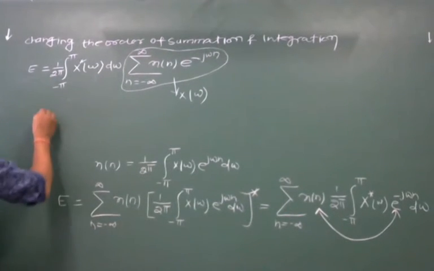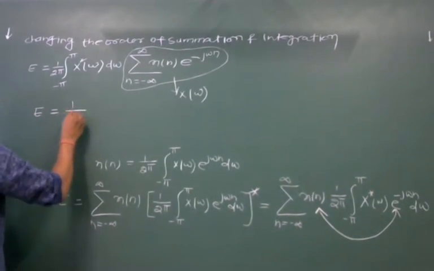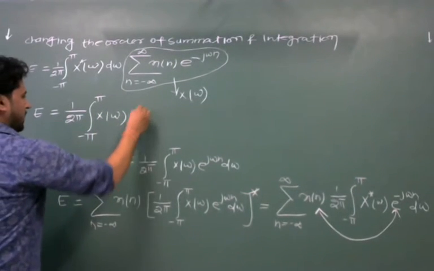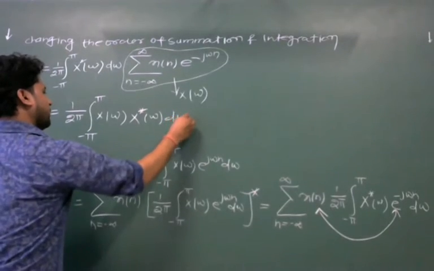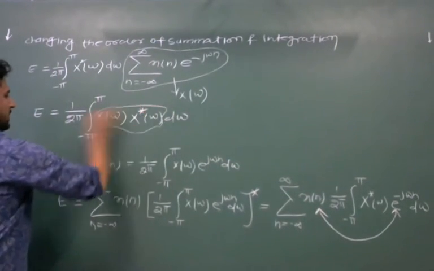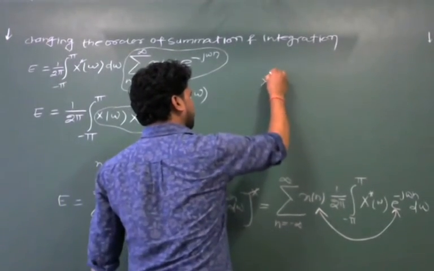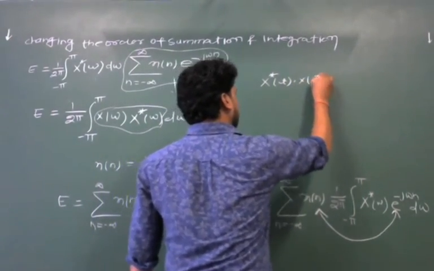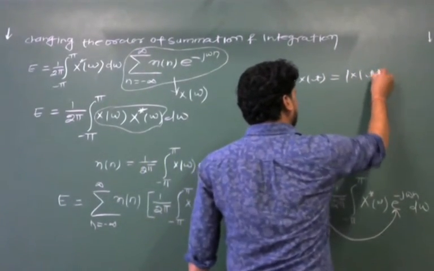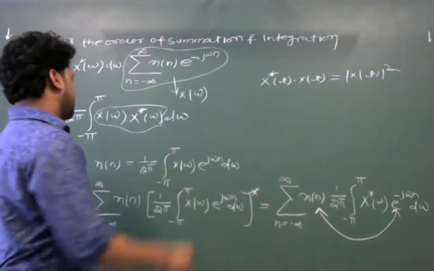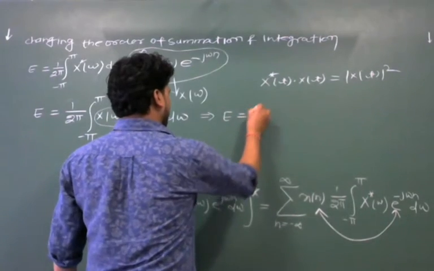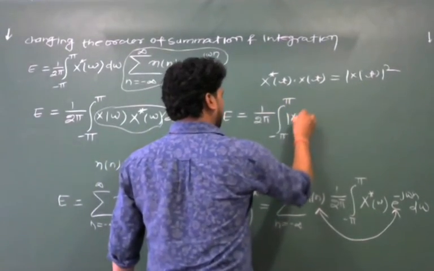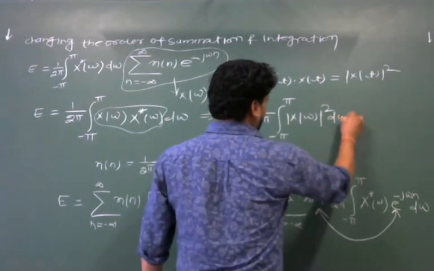It means that this energy can further be written as 1 upon 2 pi integration from minus pi to pi X of omega into X conjugate of omega d omega. And we know this property that if we multiply two functions as x star t into x t, then this will become mod of x of t whole square. So I can write this as E is equal to 1 upon 2 pi integral from minus pi to pi mod of X of omega whole square d omega.